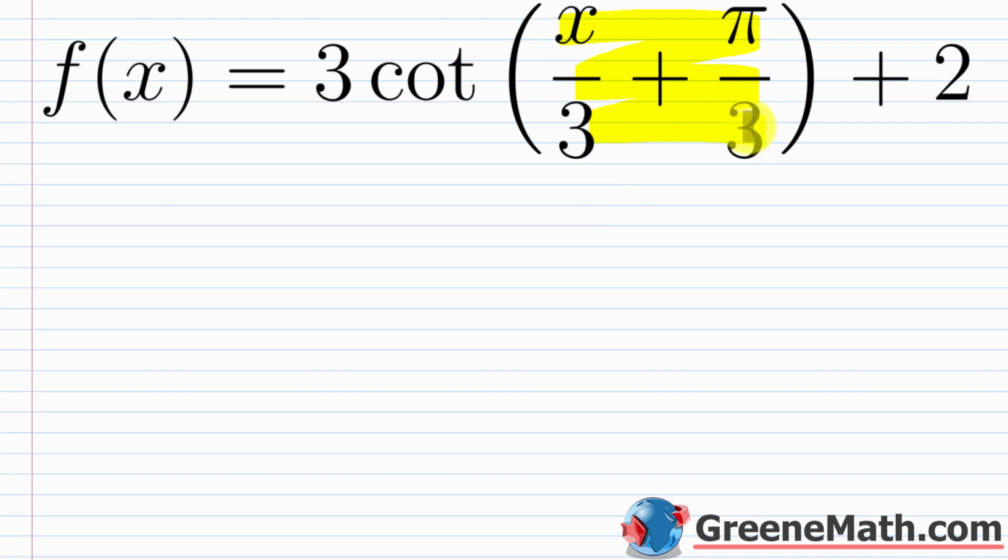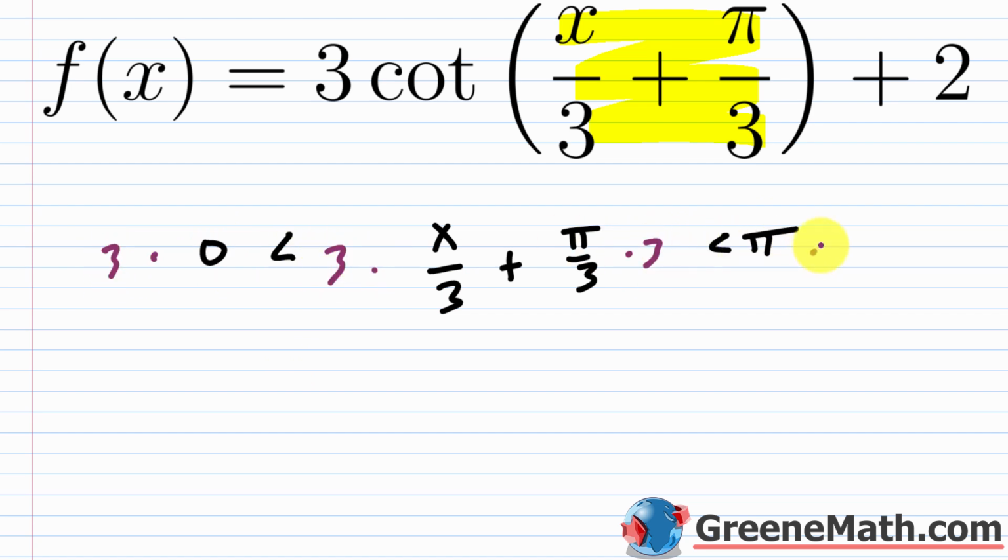I'm just going to grab this right here, this argument for the cotangent function, and just set up my inequality. So x over 3 plus pi over 3 is greater than 0 and less than pi. Let's multiply everything by 3 so we can clear these fractions and not have to work with them. So this is 0 is less than, this cancels, so you have x plus pi, which is less than, 3 times pi is 3 pi.